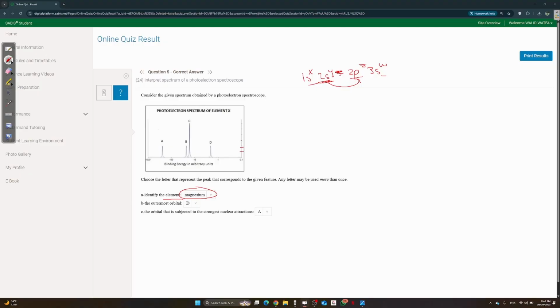Instead of doing configs, now you're going to be responsible for the configs. You need to know how to do it. But let's say they didn't ask you about the configuration. They just asked you to identify the element. How do you do it? This here has 2 units, so that means that's 2 electrons.